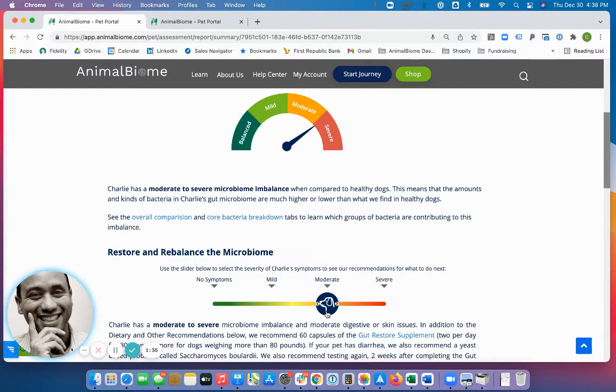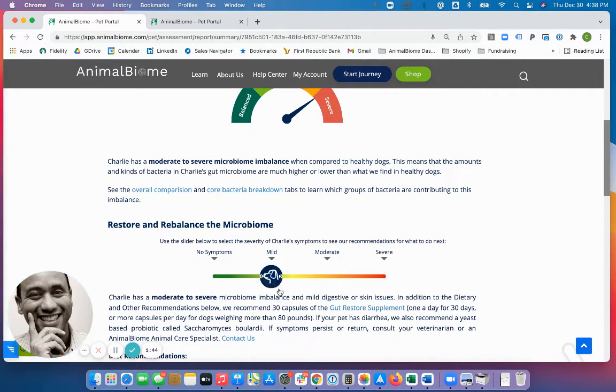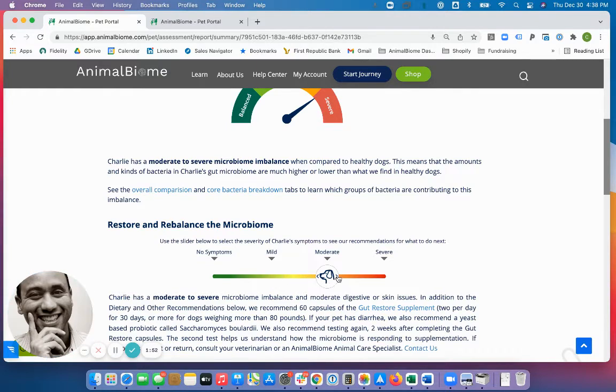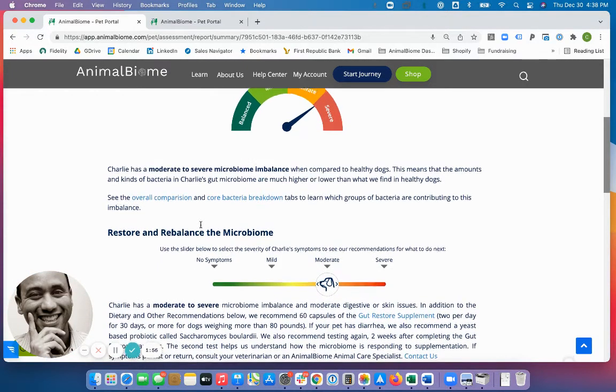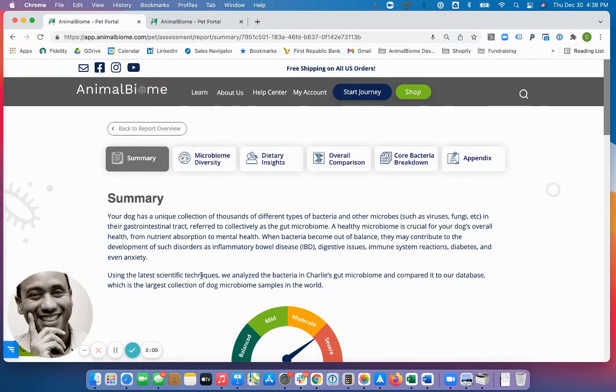I think Charlie's symptoms are moderate, so I will move the slider here. If I had thought Charlie's symptoms were mild, I would move the slider bar here. Notice that the recommendations in the report change based on how I describe Charlie's symptoms. The next thing we'll do is look at the dietary recommendations.